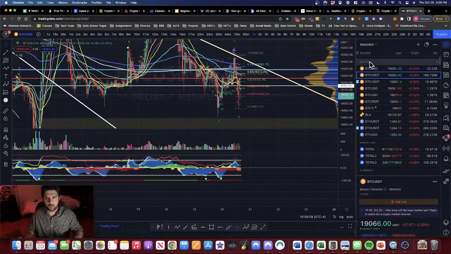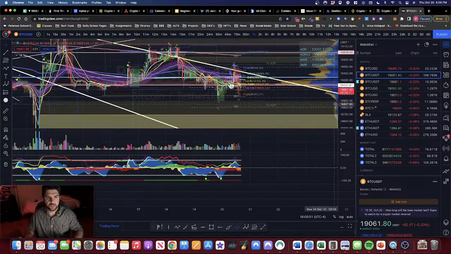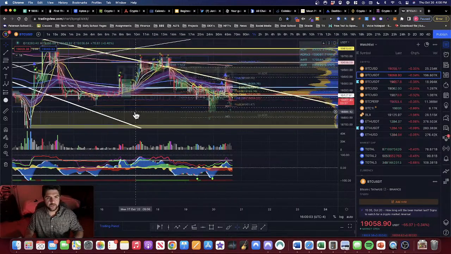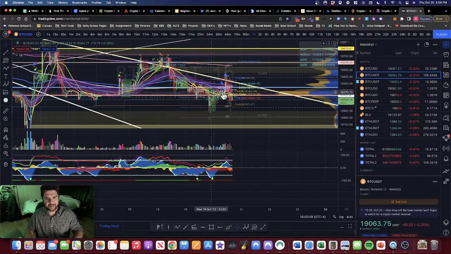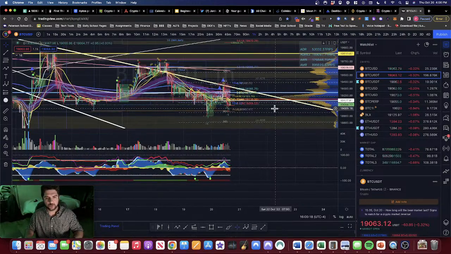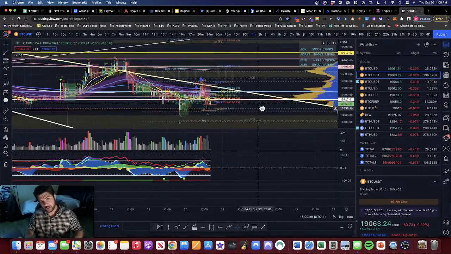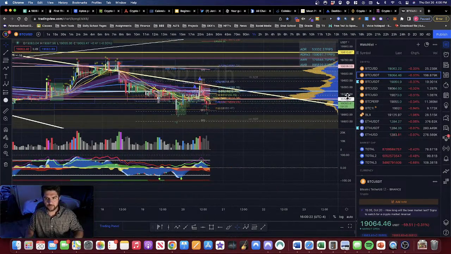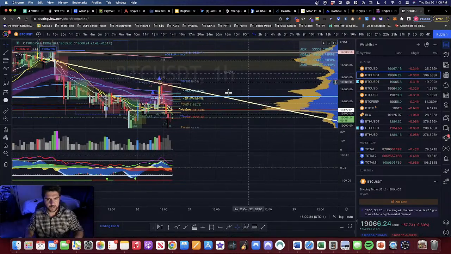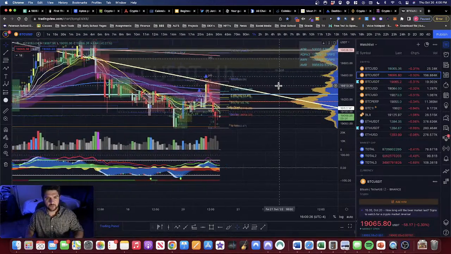Because really what was going on is you have this inverse head and shoulders over here, and then he painted it again, ripped price up, got everyone long and went short. So now everybody knows that we are short. Could he rip price up in a big stop hunt? He can do the dirty. Why not? He can do whatever he wants.